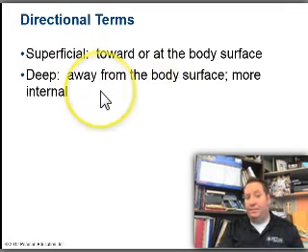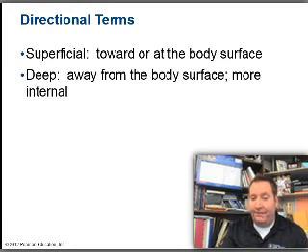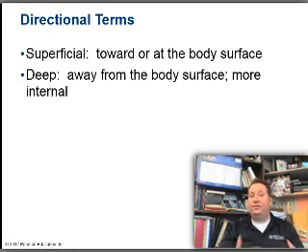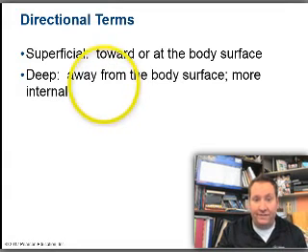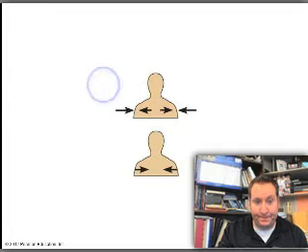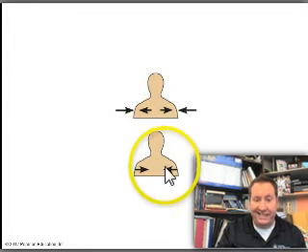Superficial and deep. Superficial is towards the body surface, and deep is away from the body surface. So I could have a superficial cut, which is really close to the body surface. A deep cut, I'm probably going to need some type of suture for because I've gone through all the layers of the skin. Here we're representing superficial towards the surface, and deep is within.